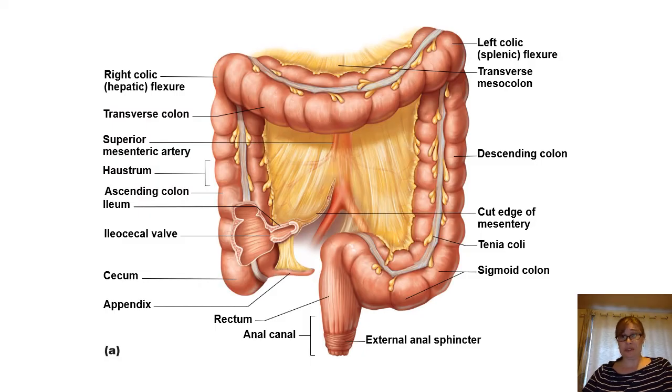And this is a much better picture than the one I just tried to draw. So one more time. We have our appendix and cecum. We have the ileocecal valve, so that actually came first. Ascending colon, right colic flexure, transverse colon, left colic flexure, descending colon, sigmoid colon, rectum, and then we didn't discuss anal canal or external anal sphincter yet, but that's what's last.